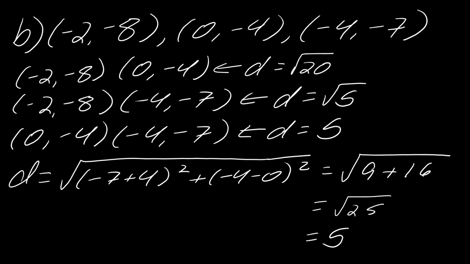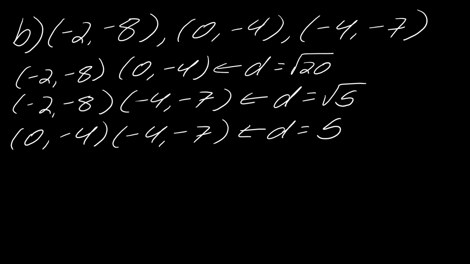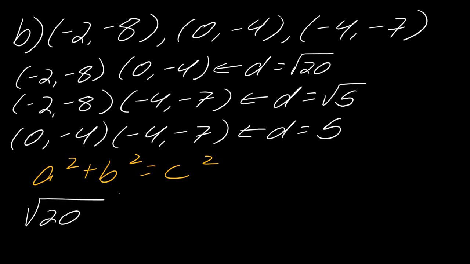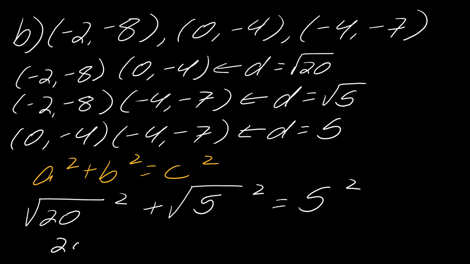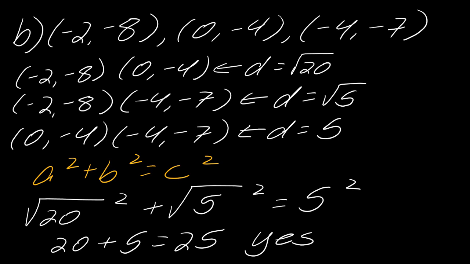Okay, so now I have all my distances, so let me clear some space. Now we do that same little exercise where I want to see if I can get this a squared plus b squared equals c squared relationship. If I set that up, I take the square root of 20 squared plus the square root of 5 squared, does that equal 25? So then I get 20 plus 5 equals 25, so that relationship holds. So yes, in this case this would be a right triangle. And that's the way that you can use the distance formula to do that.